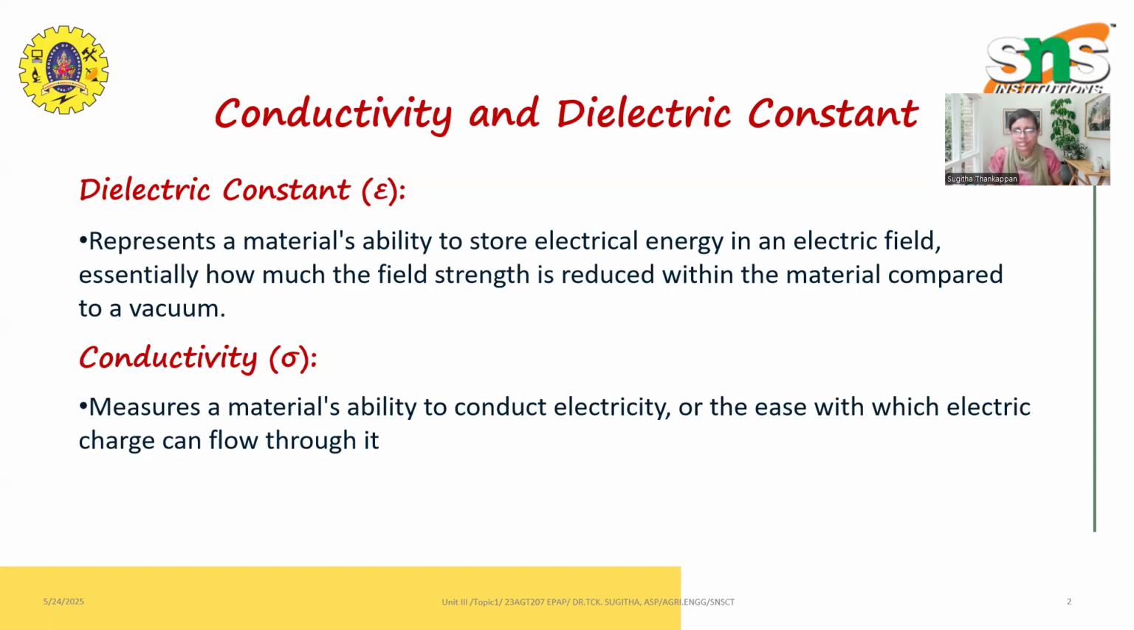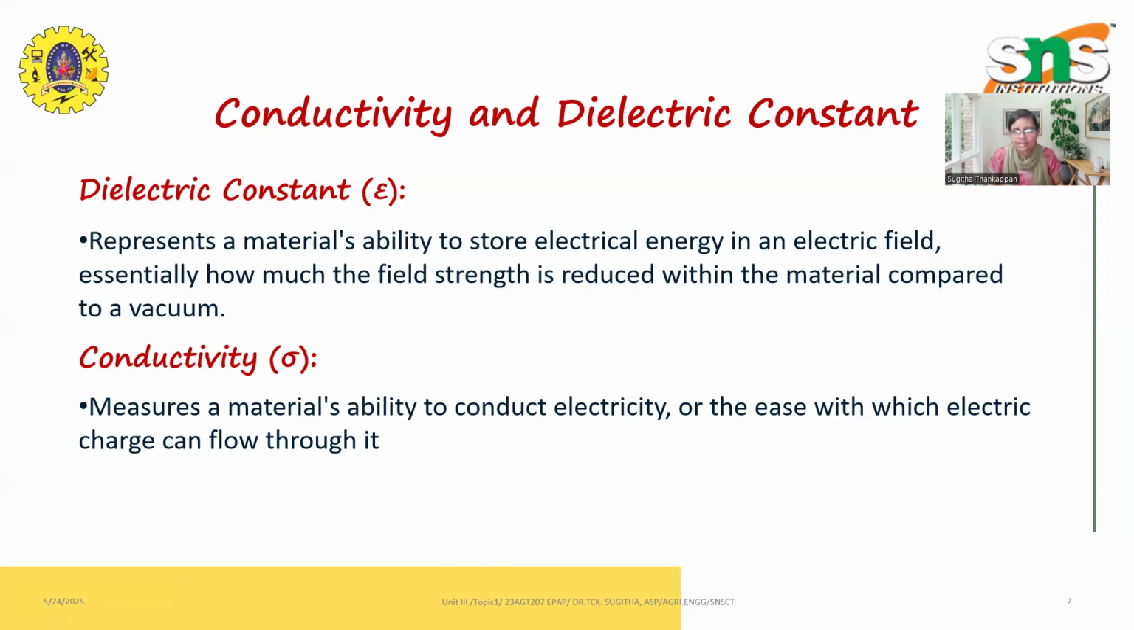So what is conductivity? Conductivity is nothing but the ability of a material to conduct electricity, or how an agricultural produce conducts electric charge, or the ease with which electric charge can flow through any agriculture produce. It may be a fruit, it may be a vegetable, it may be a grain, it doesn't matter. And it is represented as sigma. Then dielectric constant is represented as epsilon.